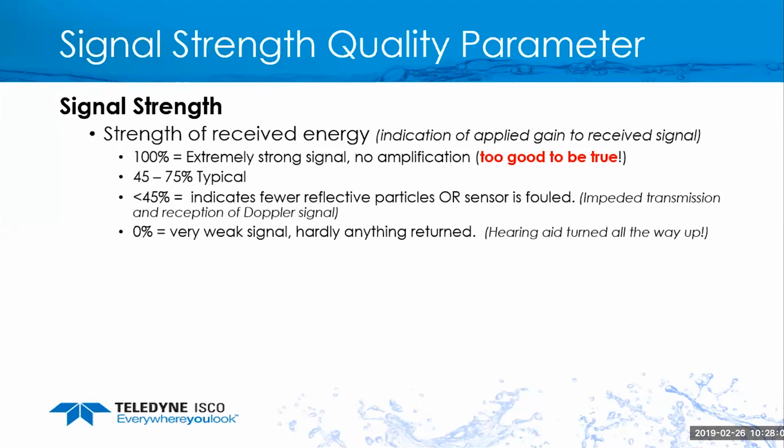If you have less than 45%, it just indicates that you have fewer particles and air bubbles in your flow stream, or the sensor is starting to become fouled due to sediment or debris covering the sensor. If it was all the way down to 0%, it just means that we have a very weak signal. We're not getting much of a signal back, so the gain is turned all the way up. The sensor's trying as hard as possible to get a good reading back. But the biggest thing is looking for consistency, because you could have a low signal strength, but as long as it's consistent, you're still going to get your desired result.